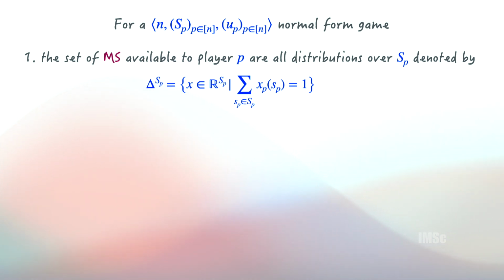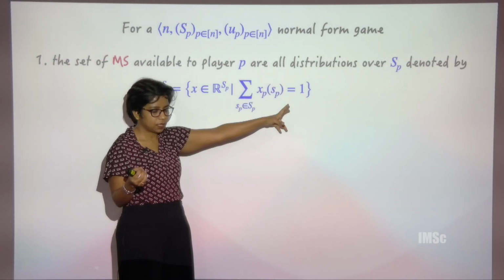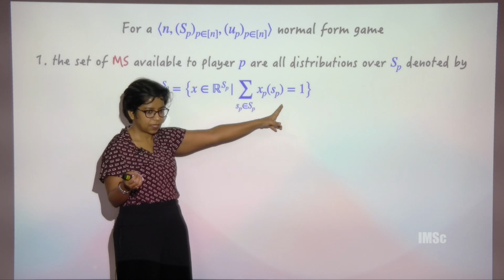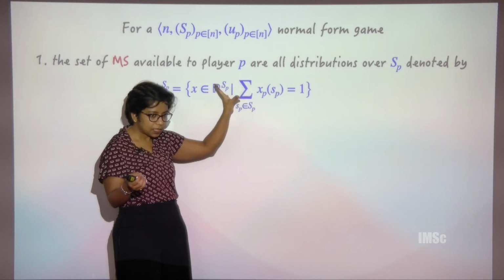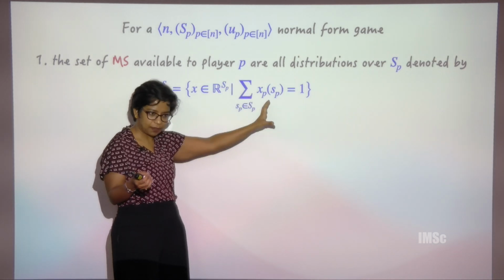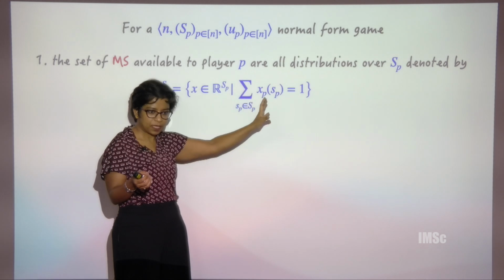Take a toy example, rock, paper, scissors. There are 3 actions available to anybody. So this summation would be over 3 actions: rock, paper, or scissors. XP for every individual player would be XP of rock, XP of scissors, XP of paper. That would specify the mixed strategy used by player P to play rock, paper, scissors.